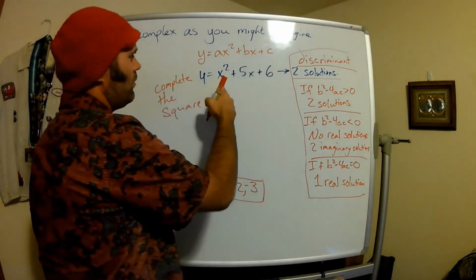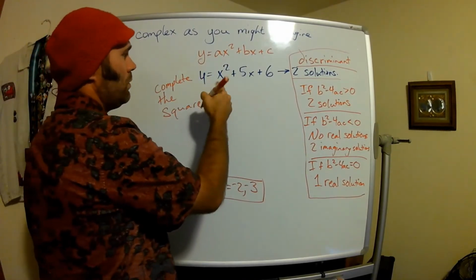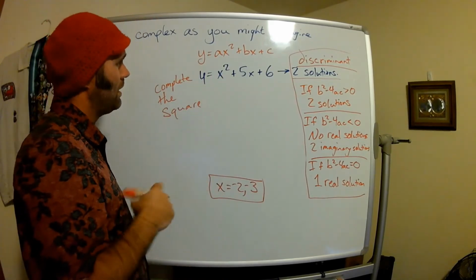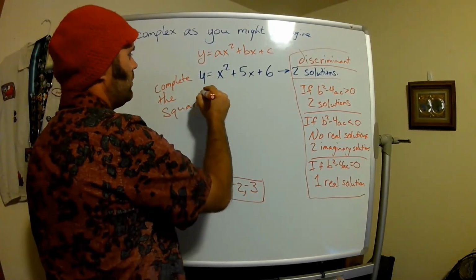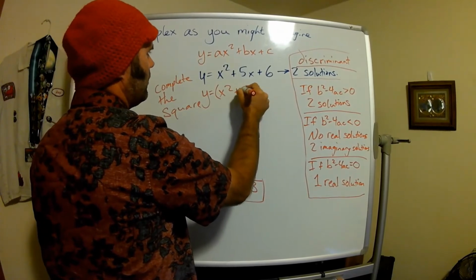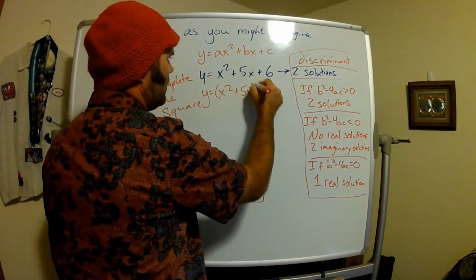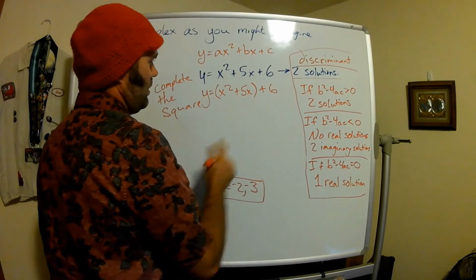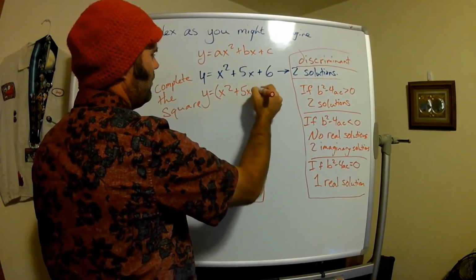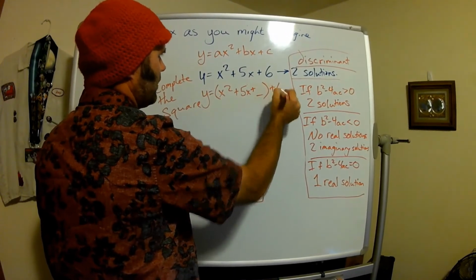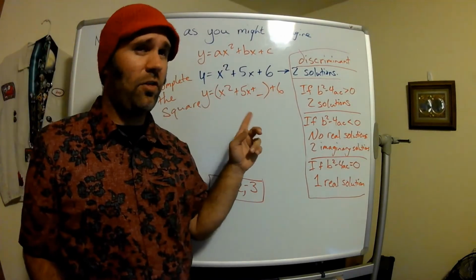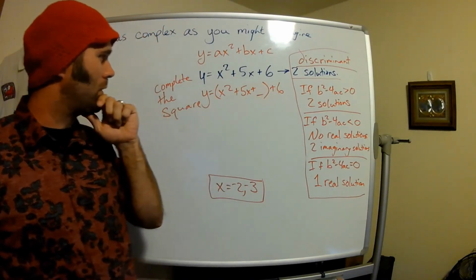The first thing is to pull a out. Well, a is just 1, so we don't have to do that. The second thing is to pull the 6 out. So we rewrite this as y equals x squared plus 5x plus 6. We need to give it some room here, so plus 5x plus something plus 6. We need to figure out what thing to put here.